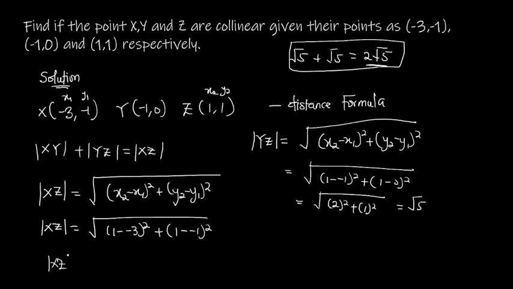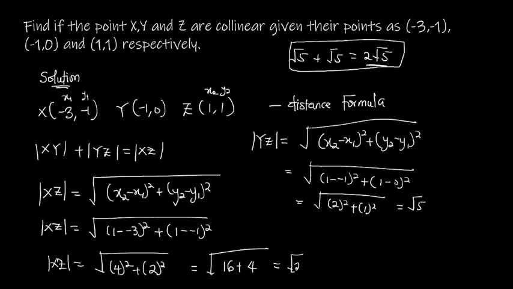So the distance xz is equal to the root of 1 minus -3, which gives me 4, so 4 squared, plus 1 minus -1, which gives me 2 squared. So 4 squared is 16 plus 2 squared is 4, and if I add this, it will give me root 20. Root 20, you can solve as 4 multiplied by 5, and the root of 4 is 2, so you bring that outside, so it becomes 2 root 5. So this is our answer: 2 root 5.